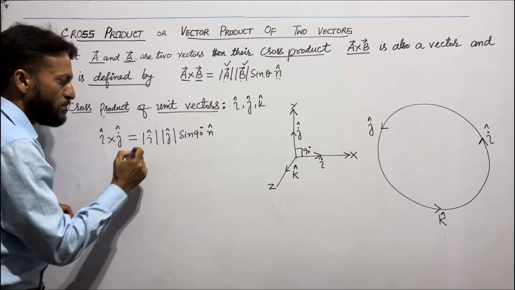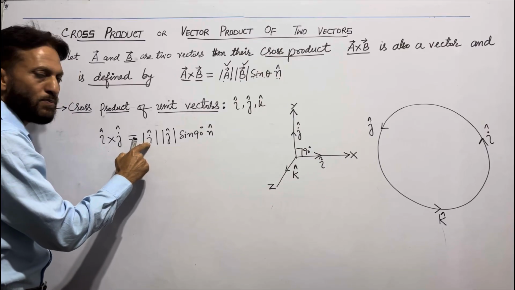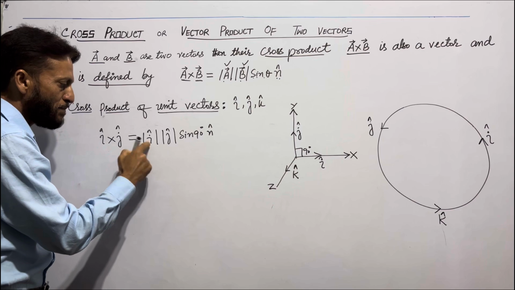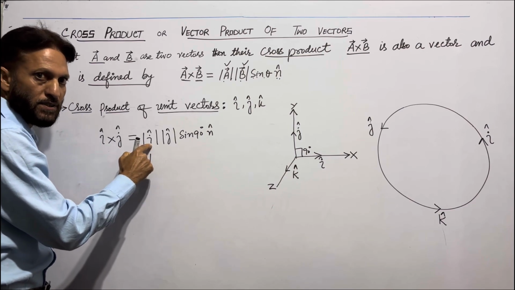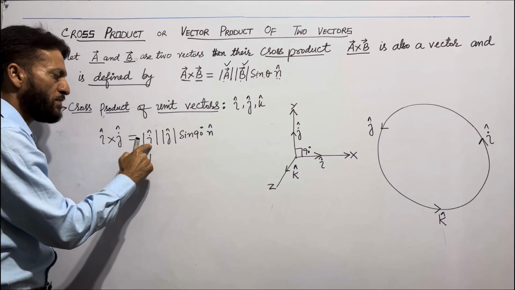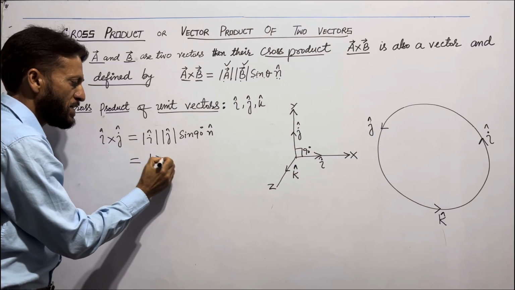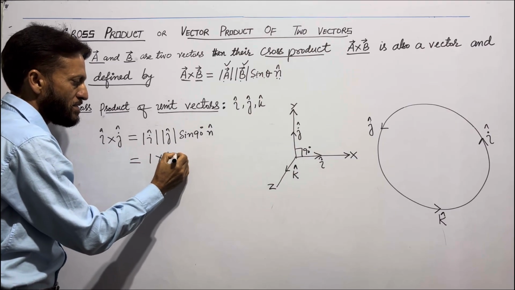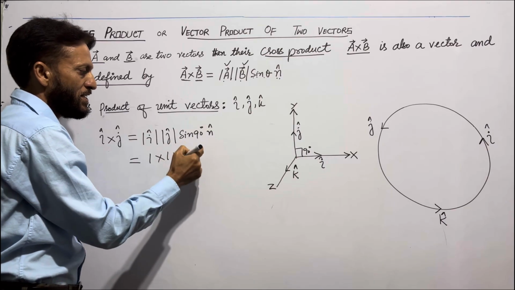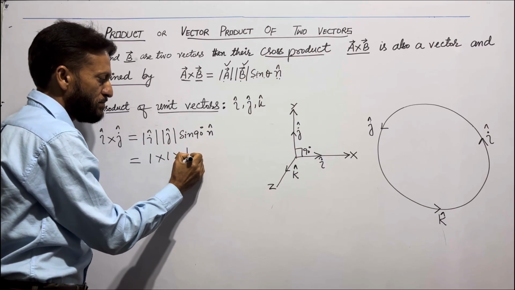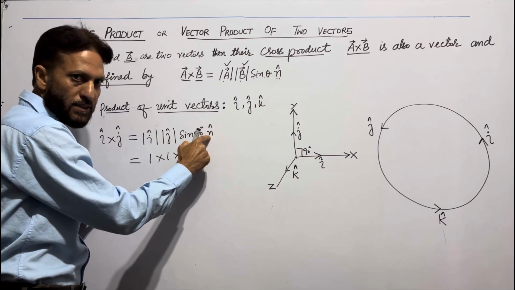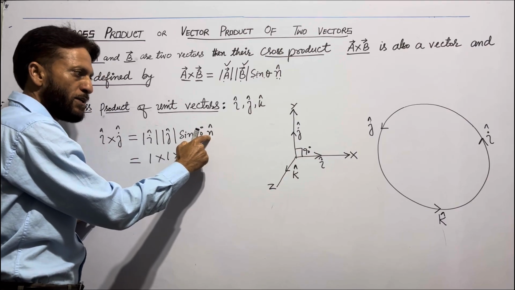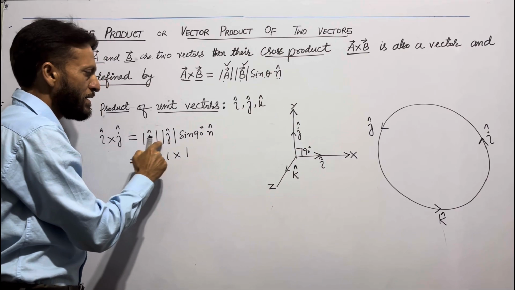This is equal to magnitude of i cap, which is 1 because it is a unit vector, and by definition magnitude of a unit vector is 1. Magnitude of j cap is again 1. Sine of 90 degrees is equal to 1. And n cap is a unit vector which is perpendicular to both i and j.